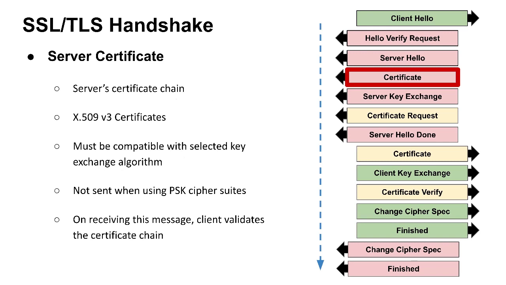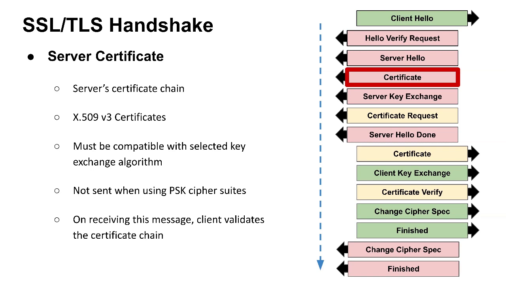The certificate message comes back from the server. So this includes the server certificate chain. Commonly, it does not include the root CA cert, but just the peer's or server's certificate, as well as any intermediate CAs that might be needed. These are X509 v3 certificates, just like the ones we looked at yesterday during our X509 session. And it must be compatible with the selected key exchange algorithm. So meaning, RSA or ECC.